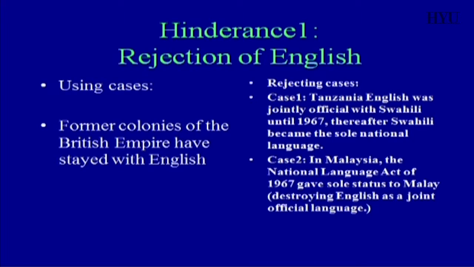However, there are some rejecting cases. For example, in Tanzania, English used to be jointly official with its local language until 1967. However, English was deprived of its position as the local language became the sole national language. We have another case in Malaysia, for example. There is a law that gave sole status to the Malay language and removed English as a joint official language.